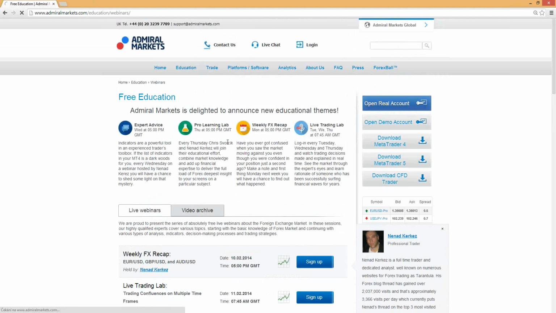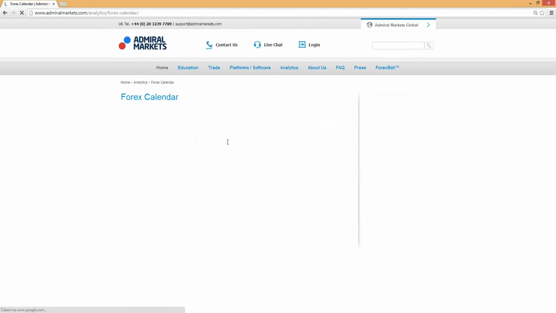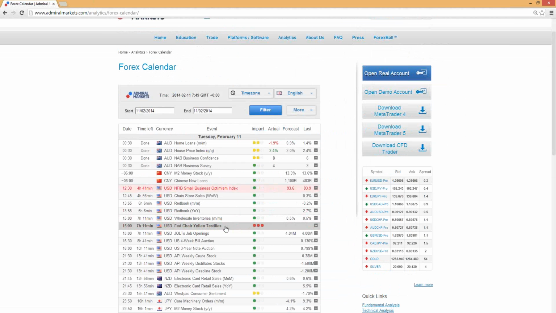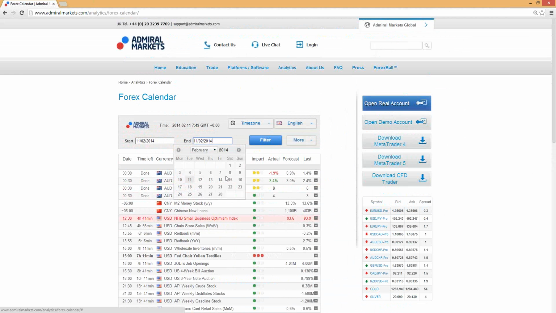Alrighty, so let's take a look at the calendar. This week we have Fed Chairman Yellen testifying, so I can imagine that will certainly have its influence on the market. I'll be very curious to see what will be said in this event. So I'm sure the market will definitely be curious as well, or the participants of the market.